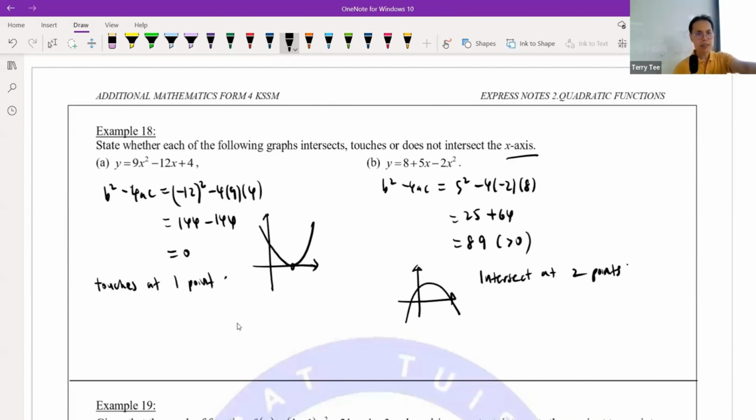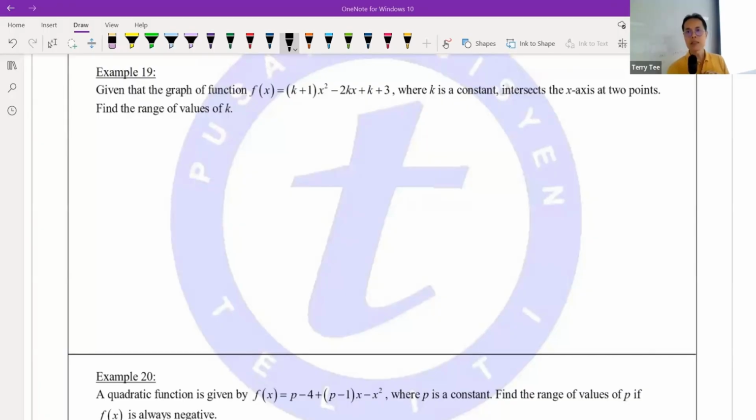I don't have to write the x-axis. This one touches the x-axis at 1 point. This one intersects at 2 points. You don't have to draw it. This curve intersects the x-axis at 2 points. Find the range of values of k.